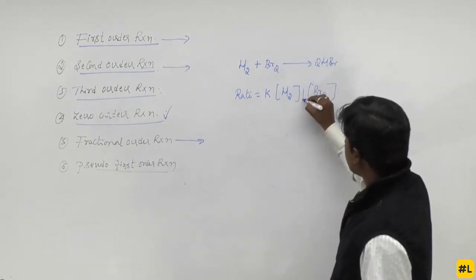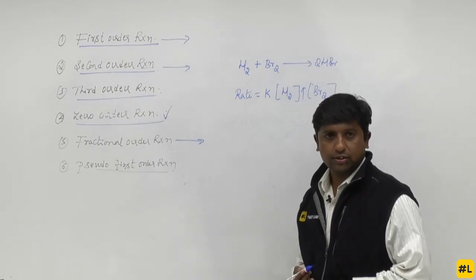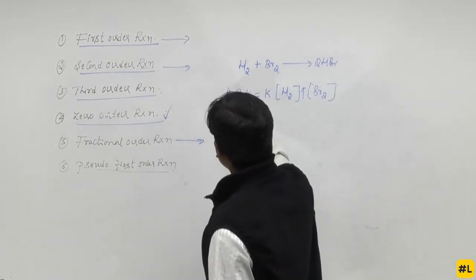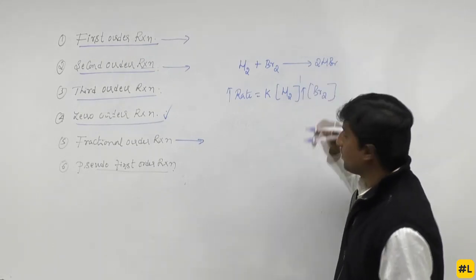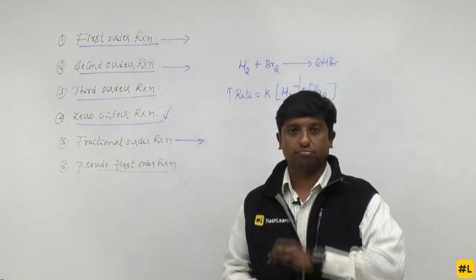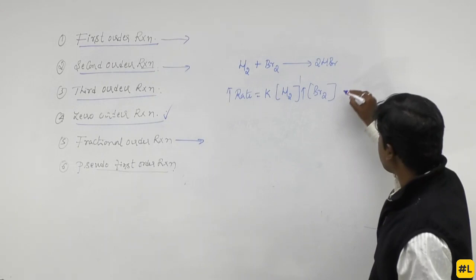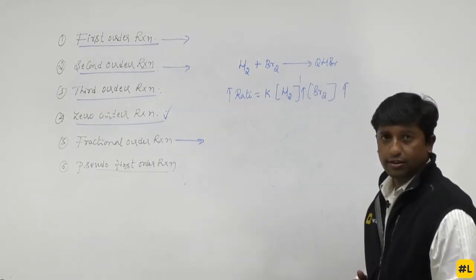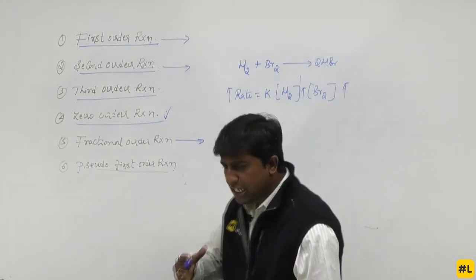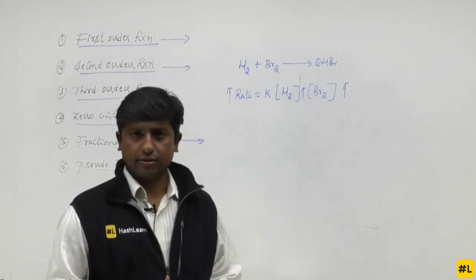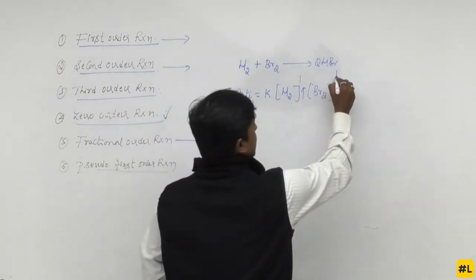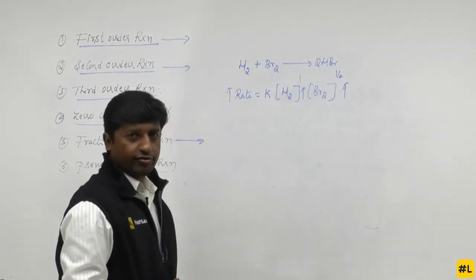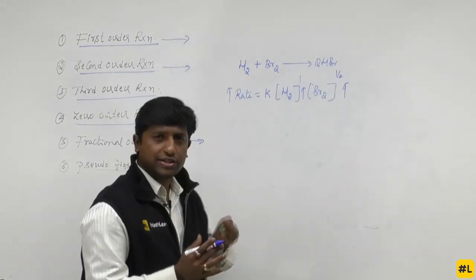When you increase the concentration of hydrogen by 1 unit, the rate increases by 1 unit. Hence, the order with respect to hydrogen is 1. If you increase the concentration of bromine by 1 unit, the rate does not increase completely by 1 unit. It increases by half a unit. Hence, the order of the reaction with respect to bromine is half. What is this half unit, sir? What is this 1 unit, sir?